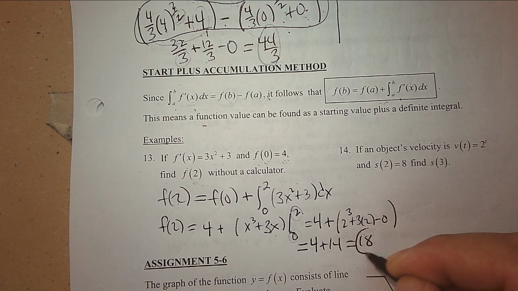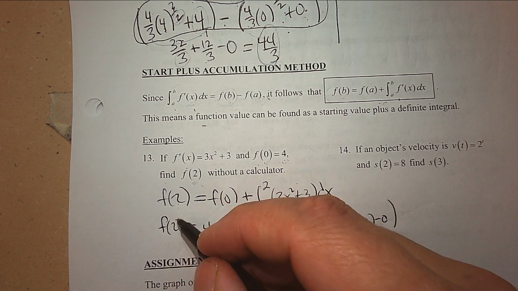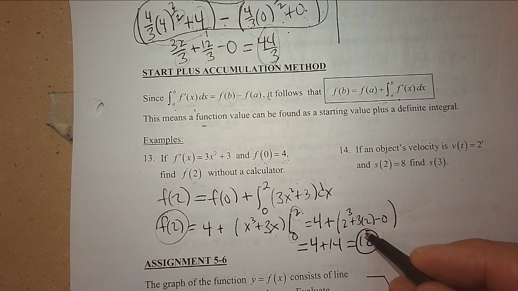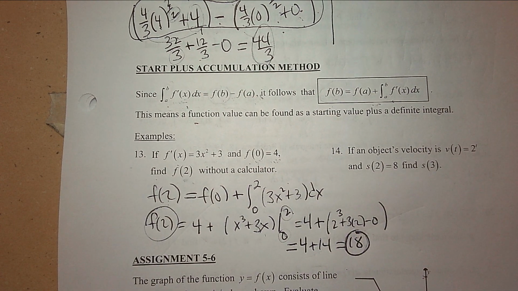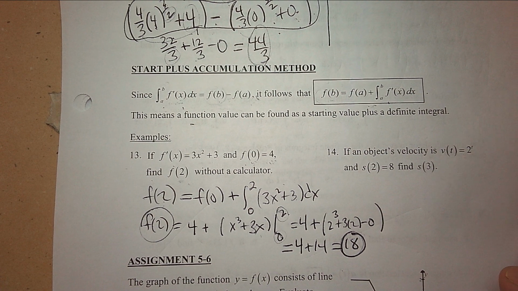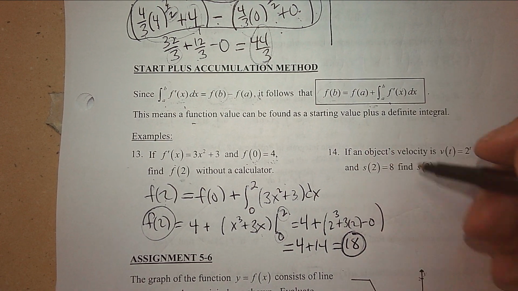And I get my answer. So the question is, what is the value of f at 2 with the information given? And the answer is 18. That's rearranging the fundamental theorem of calculus to find something that's missing.